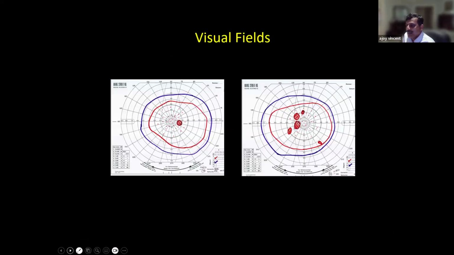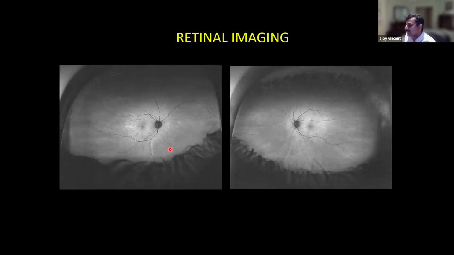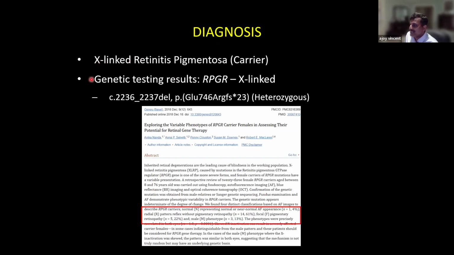On the fields, the right eye fields are normal, left eye to the 1,4 target. There are some localized scotomas. And if you look at the fundus autofluorescence, you see this radial, spokey hyperautofluorescence. This is typically diagnostic for X-linked carriers of the X-linked RP form of RPGR. And when we did genetic testing, that was confirmed.